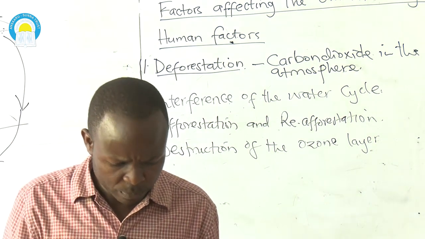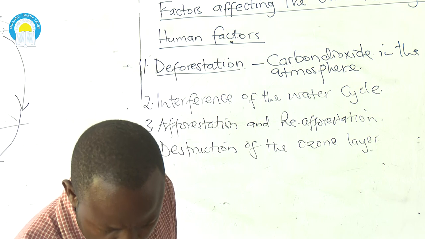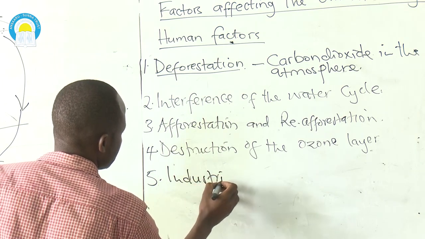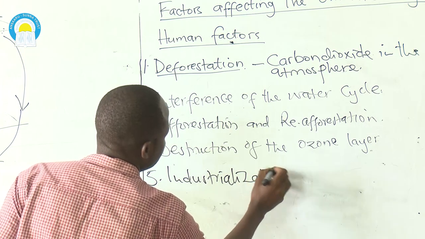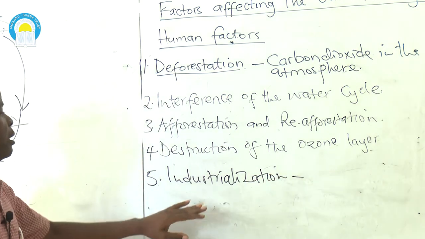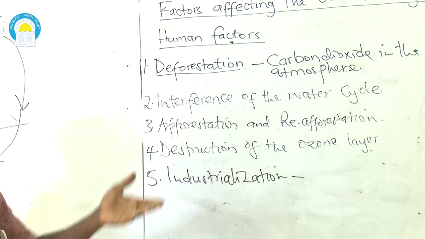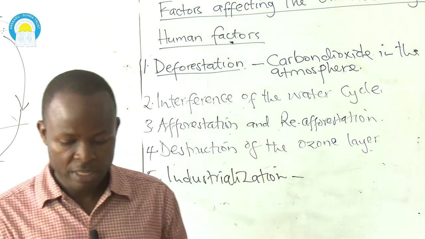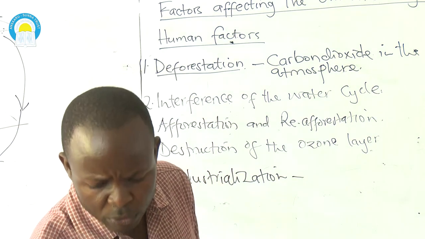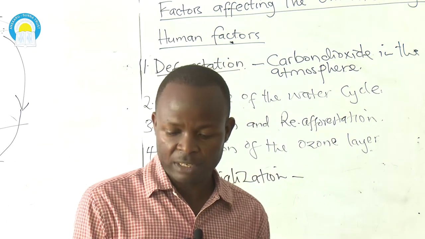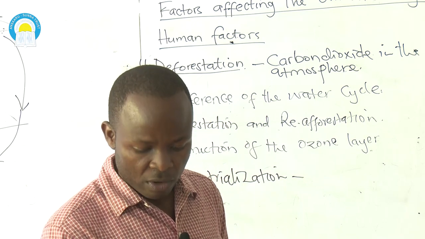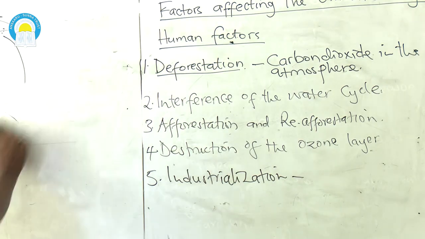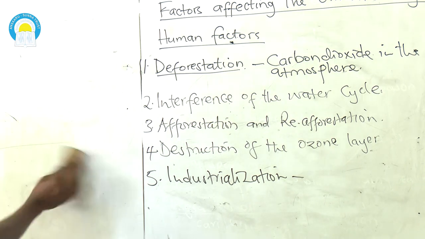The last one is industrialization also. These industries, just as I have said, produce harmful substances into the atmosphere. They interfere with the atmosphere, leading to too much increase of carbon and carbon dioxide in the atmosphere, and this will lead to the rise of temperature in the atmosphere. Those were the human factors.